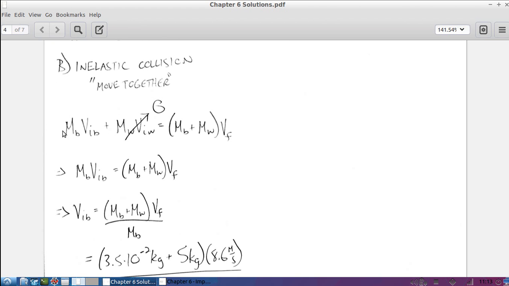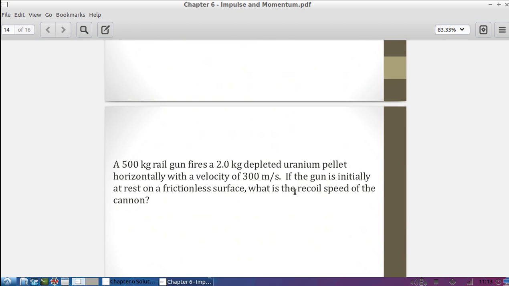Again, inelastic collision. This is kind of like the train problem because one of the objects is stationary. And again, I'm given all the values of my variables to solve for one. All right, last inelastic collision.